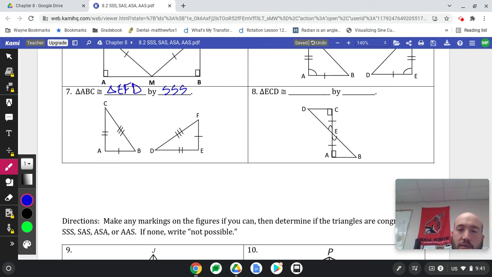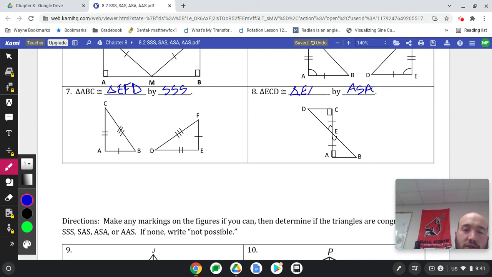Now our last one, number 8, right here. We have an angle, a side, and an angle. So ASA. And if we look here, it was ECD, which will have to match up with EAB.